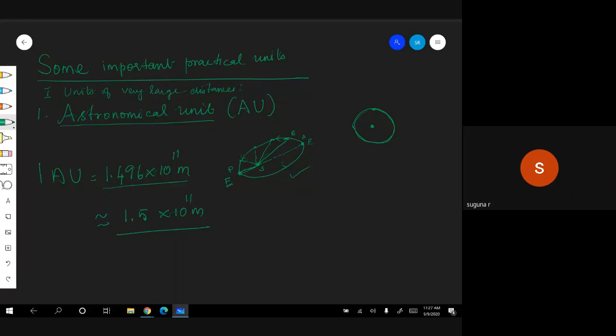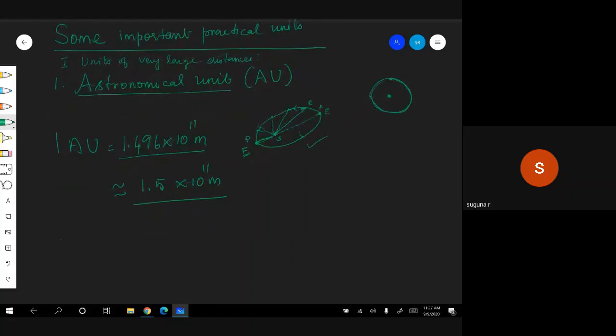Actually it is 1.496. If you are approximating, then you can say it is 1.5 into 10 power 11 meter. Are you following, children? Is it clear? Understood? Okay. Rohan, can you define what is astronomical unit?